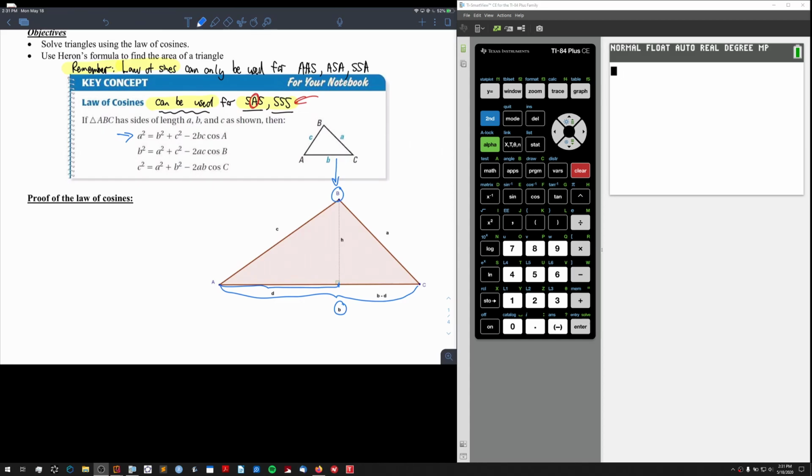So then I said, let this side length be d. Then this little piece right here, let me do this in a different color, this little piece right here must be this whole thing minus that thing. That would give me the leftover segment b minus d.